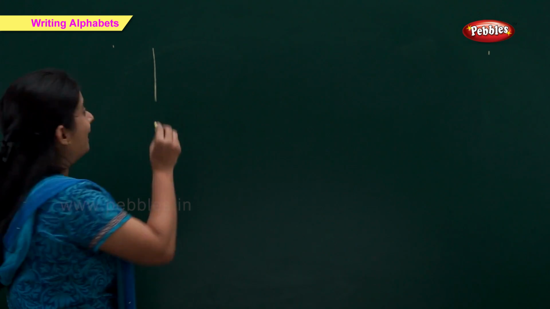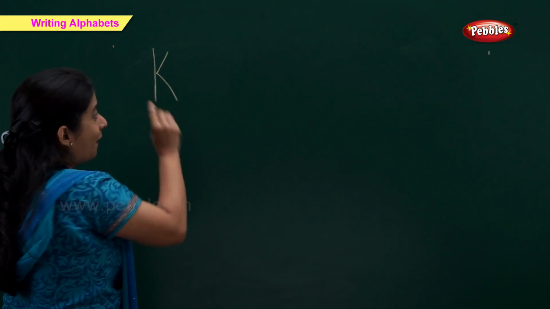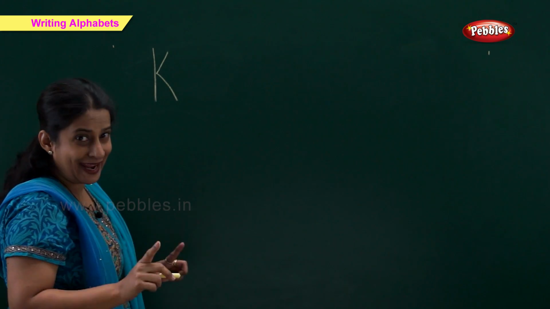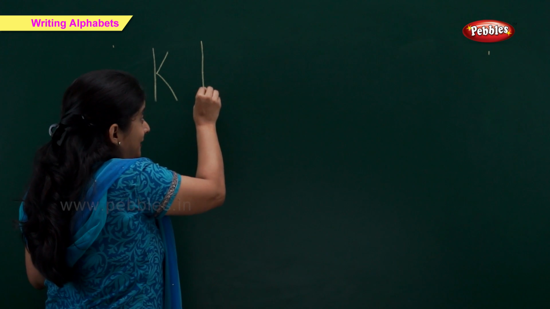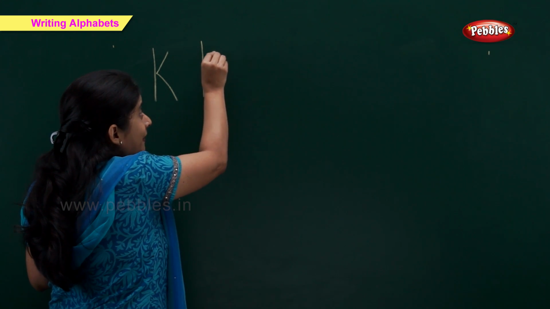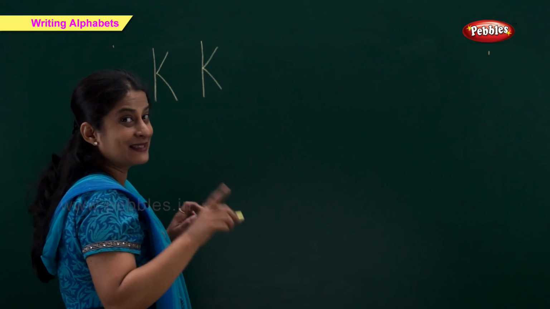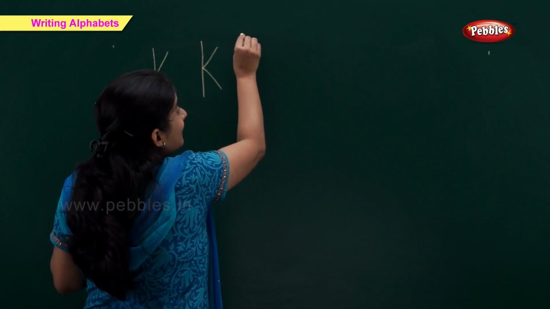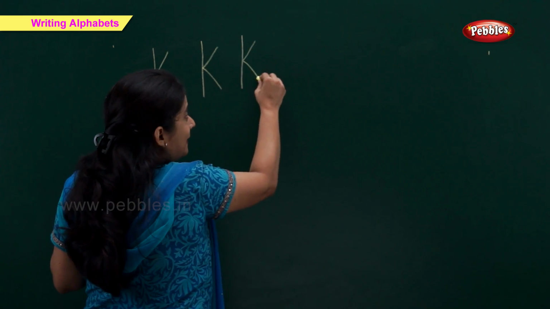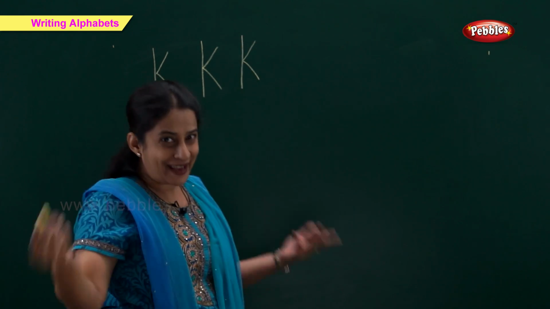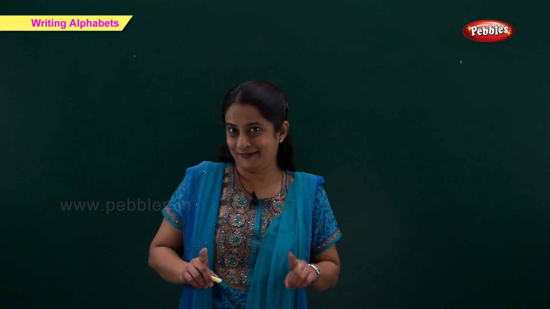A standing line, a cross line up and a cross line down makes a K. Okay? A standing line, a cross line, one more cross line makes a K. Now we will write one more simple letter.